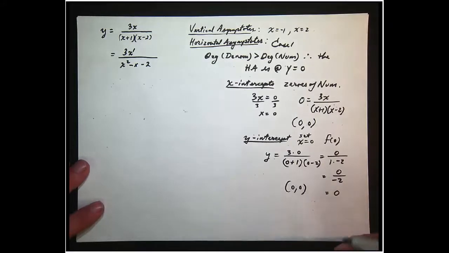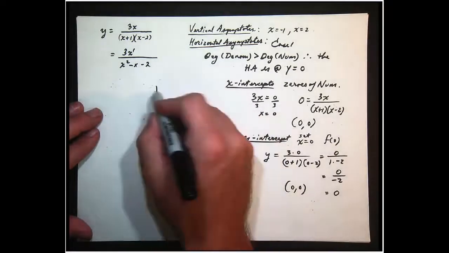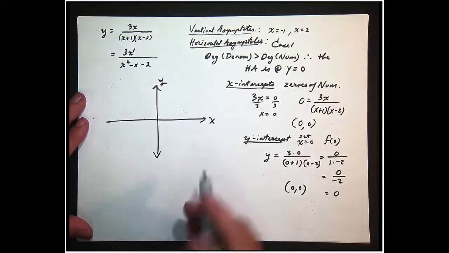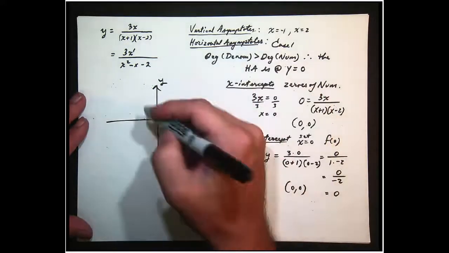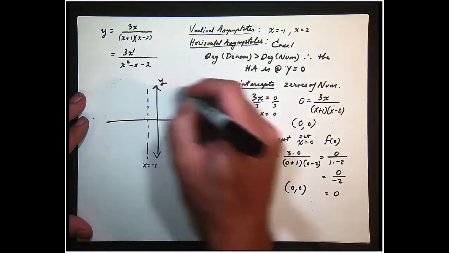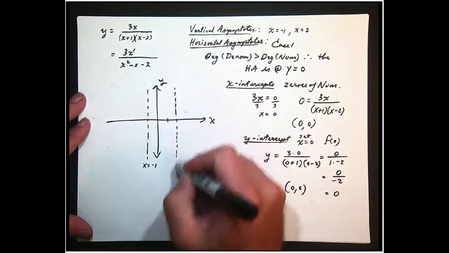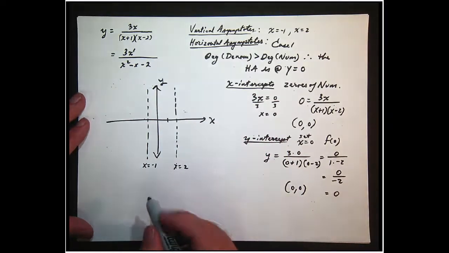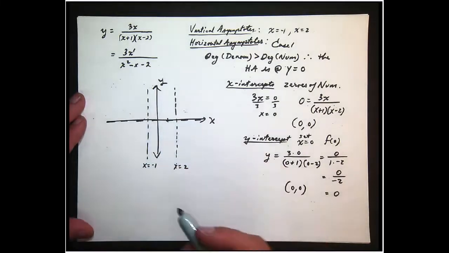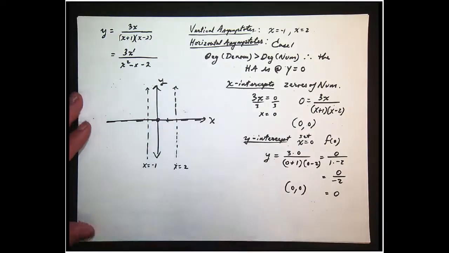So now I have all this information. It's not a ton of information, but it's enough that I can begin to graph. So there's my y-axis, my x-axis. The vertical asymptote, I have one here at x equals -1. I have another one at x equals 2. I have a horizontal asymptote on the x-axis. That's hard to see, so I'll highlight these in a moment. And I have a point right there.